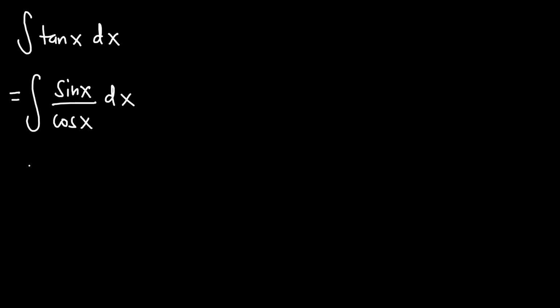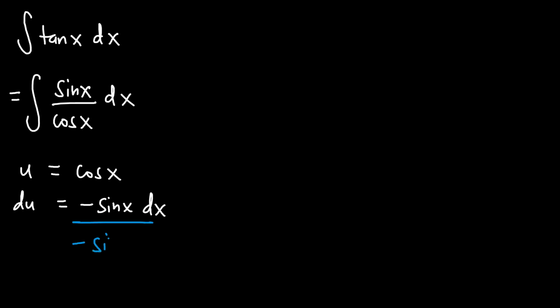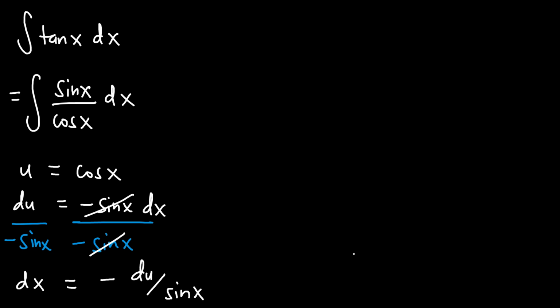And at this point we can let u be equal to the cosine of x, and so du will be equal to, if you differentiate cosine x, you get negative sine x times dx. And if we divide this by negative sine x and also this by negative sine x, this will cancel with that, and so dx will be equal to negative du divided by sine x.